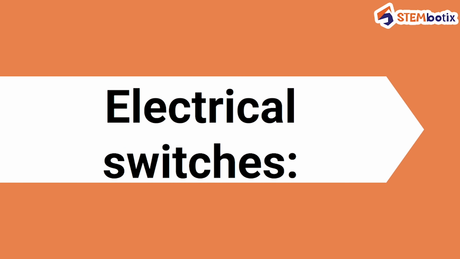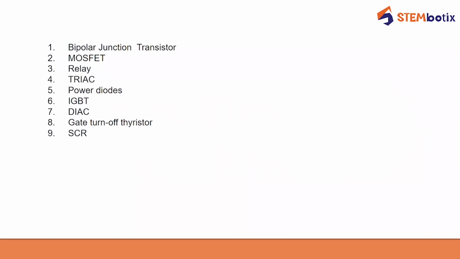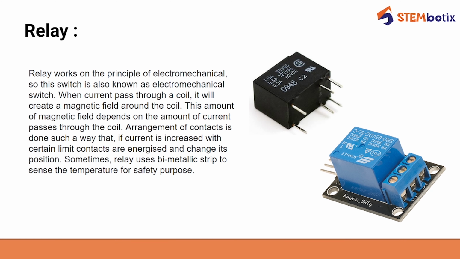Now the second type is electrical switches. So these are the different types of electrical switches, which are bipolar junction transistors, MOSFETs, relay, triac, power diodes, IGBT, DIAC, gate turn-off thyristor, and SCR. These are the different electrical switches. So let's first see the relay. What is a relay? This is how your relay looks.